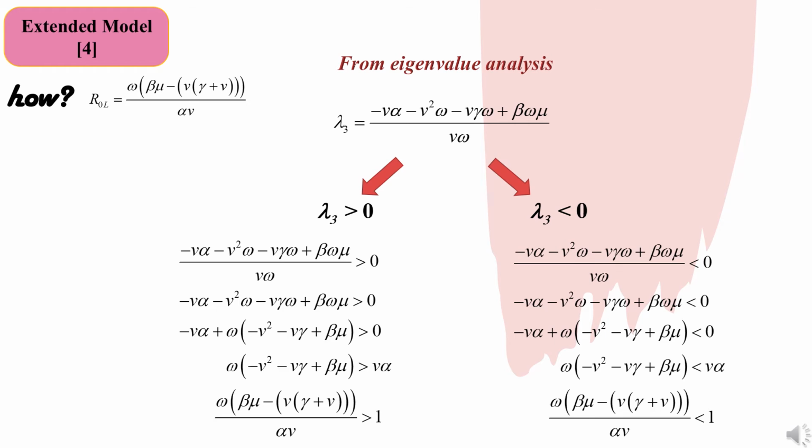Recall that when eigenvalue 3 is smaller than 0, it gives a stable disease-free steady state, and from here we can also see that eigenvalue 3 smaller than 0 leads to a reproduction number smaller than 1. This means that there will be no epidemic. On the other hand, when eigenvalue 3 is larger than 0, it gives an unstable disease-free steady state. Then it follows that the reproduction number is larger than 1, which means the epidemic will occur.